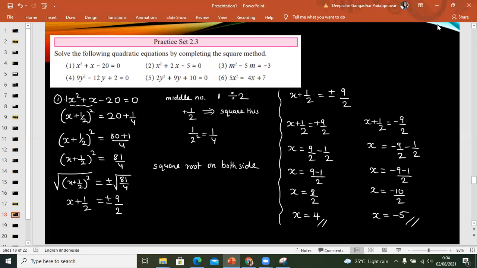The next question is x square plus 2x minus 5. Let's write here x square plus 2x minus 5 equals 0. Here in front of x square is 1, so I don't have to make it 1. We can start with writing the middle number, that is 2 divided by 2. Always we have to divide the middle number by 2. So 2 divided by 2 is plus 1.